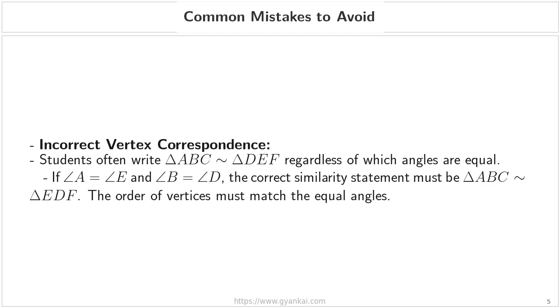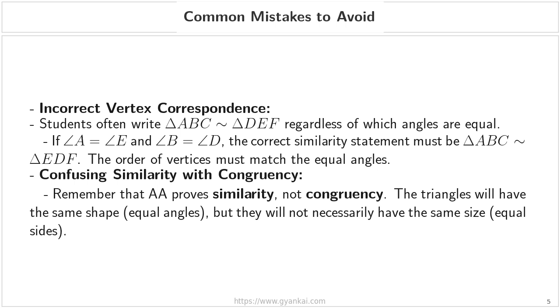First, let's talk about incorrect vertex correspondence. This is perhaps the most frequent error I see. When we write a similarity statement like triangle ABC is similar to triangle DEF, we aren't just listing letters, we are making a specific claim about which angles match up. You cannot simply write the vertices in any order you like. For example, if angle A is equal to angle E and angle B is equal to angle D, then your similarity statement must reflect that. You would have to write triangle ABC is similar to triangle EDF. Always ensure that the order of your vertices matches the equal angles you have identified.